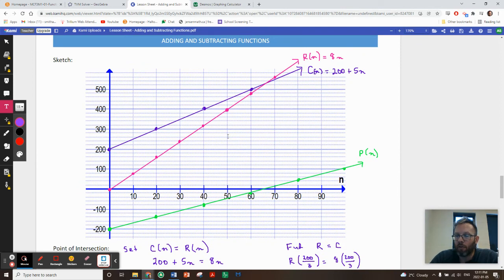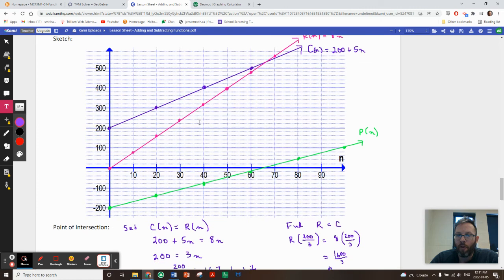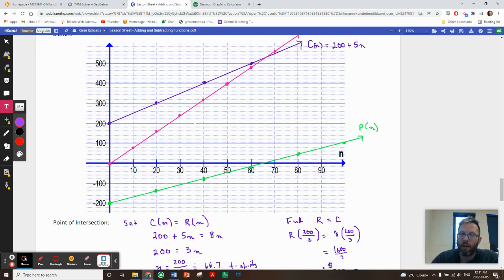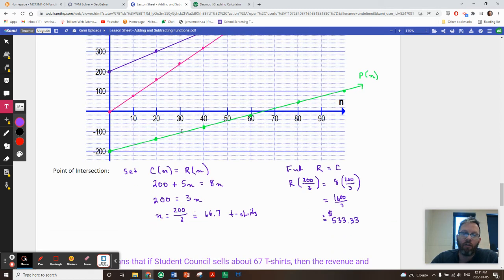Now we can see these are linear functions, so the domain and range won't be too complicated. However, there is a practical restriction here. We can sell no t-shirts or one t-shirt or three, etc. But we can't sell negative t-shirts.